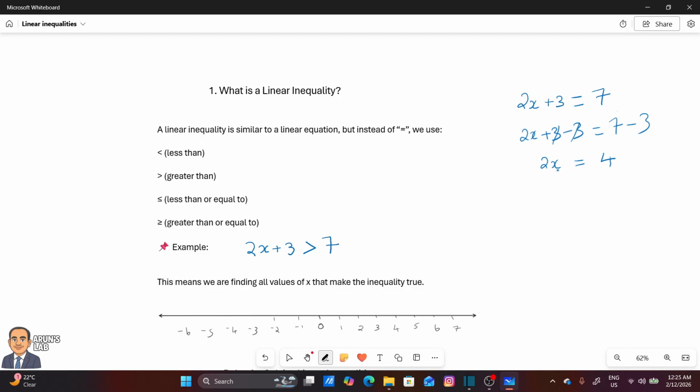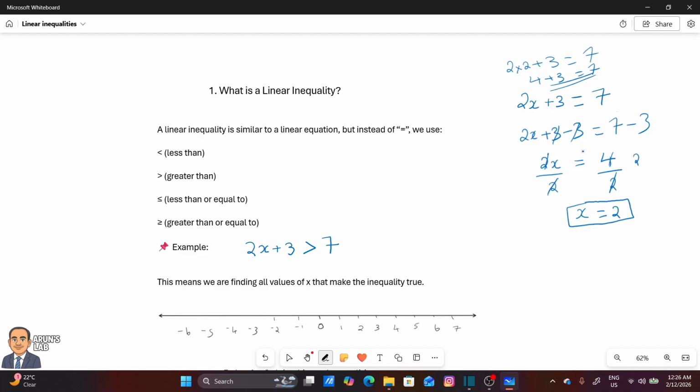There's a 2 on the left hand side with the x. We need only the x on the left hand side, so we need to remove the 2. Divide by 2 on both sides. The 2 and 2 cancel on the left hand side, and 4 divided by 2 is 2. The value of x is 2. This is the solution of the linear equation. If you substitute 2 in this equation, 2 times 2 plus 3 is equal to 7. Is it true? Yes, 2 times 2 is 4, 4 plus 3 is 7. Correct. So this is how we solve a linear equation.